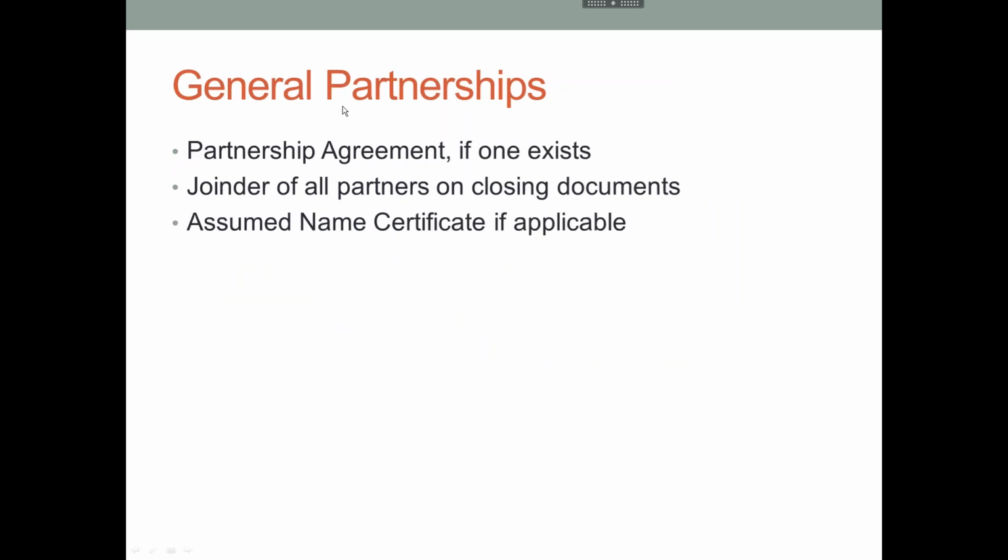General partnerships, these are a little less common, but again, if you do see them, it's pretty easy what to request. Partnership agreement, if one exists, not all the time that they do. We need to make sure that every partner signs on closing documents. And if they have an assumed name certificate, we're going to collect that as well.